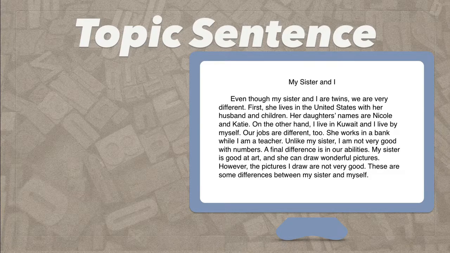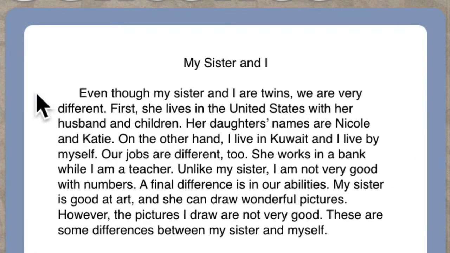First of all, let's read through this. Starting with the title, My Sister and I. At the beginning, let's read together. Even though my sister and I are twins, we are very different. First, she lives in the United States with her husband and children. Her daughters' names are Nicole and Katie. On the other hand, I live in Kuwait and I live by myself.